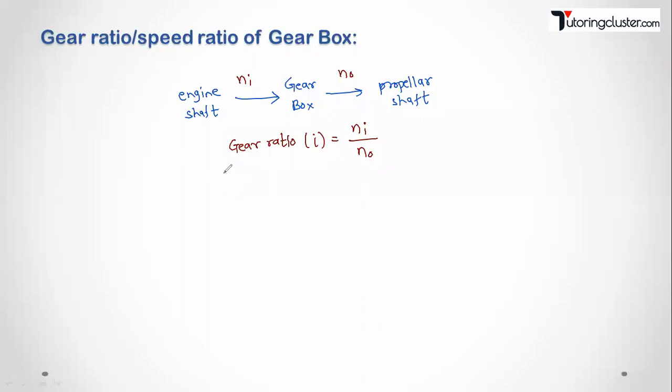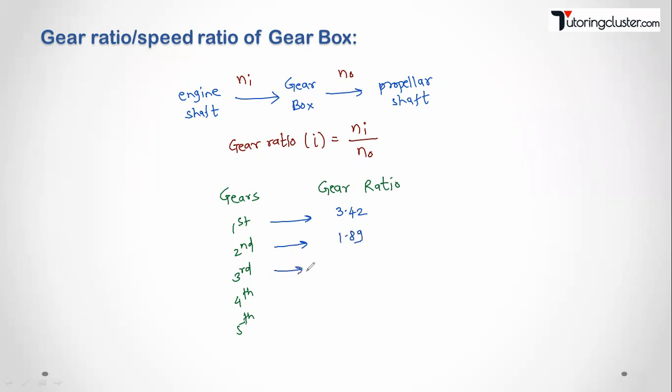So these are the gears and gear ratio. We will see how gear ratio varies for the first gear, second gear, third, fourth, and fifth. For the first gear, let's say the gear ratio is 3.42. For the second, 1.89. Third, 1.28. For the fourth, let's say 0.91, and fifth 0.76. So this is how gear ratio is different.